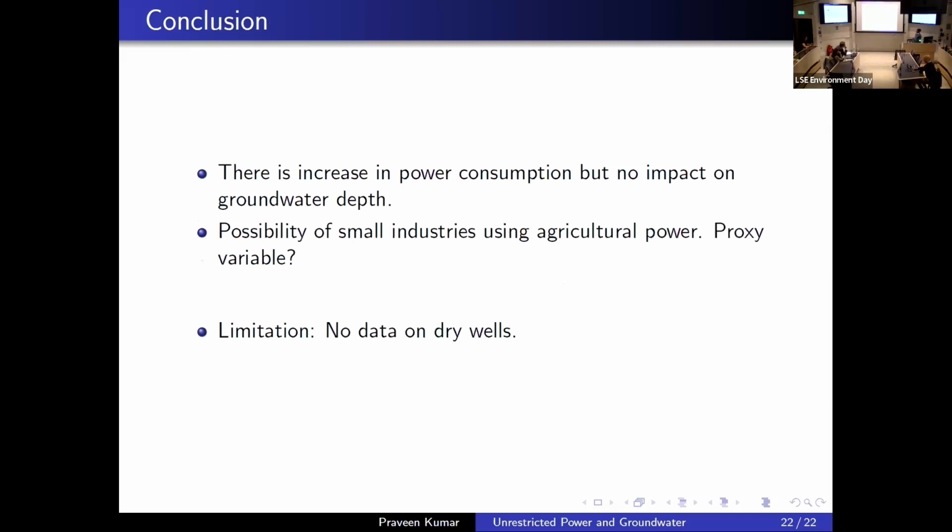So in conclusion, I will say that there is increasing power consumption, but no impact on groundwater depth. So what could be the possible explaining factor? One thing we are thinking about is the possibility of small industry using this agriculture power in rural areas. So we are thinking about proxy variables. I'm not sure what kind of proxy variables we'll be using, but maybe there is an increase in cable sales, something like that. And the limitation of our study is that there is no information on drivers.